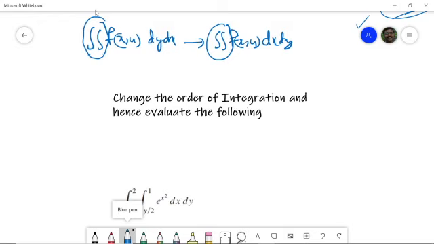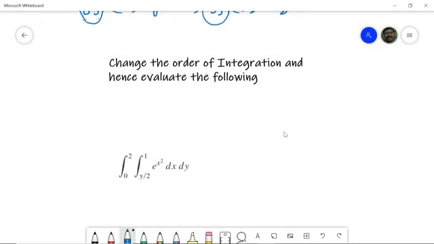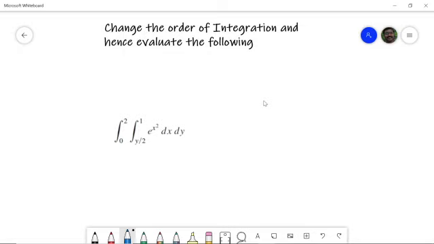So here you will be given a particular integral, like dx dy or dy dx, and you will be asked to change the order and then evaluate. We will do some problems related to that. First, let us consider this problem, which is the integral from 0 to 2 and the integral from y by 2 to 1 of e raised to x square dx dy.